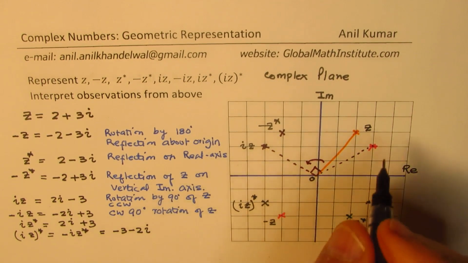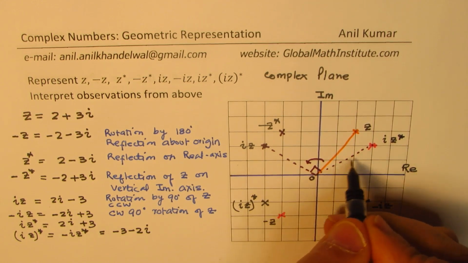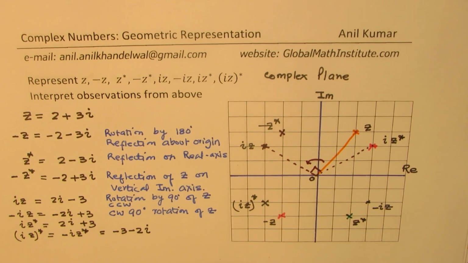Is that clear to you? This was iz, right? Conjugate, correct? So it is a reflection of the iz coordinate. So in this diagram, you can clearly see what really happens when we multiply the complex number by a negative number, by iota, the real, pure imaginary part, and what happens when we consider their conjugates. So all the combinations, six of them, are shown here, and I hope you understand how they will be represented geometrically on a complex plane.